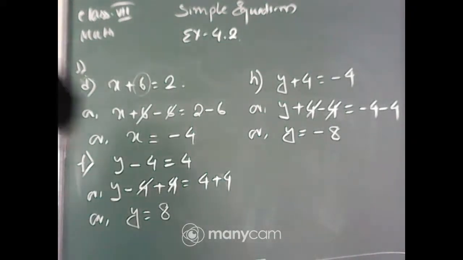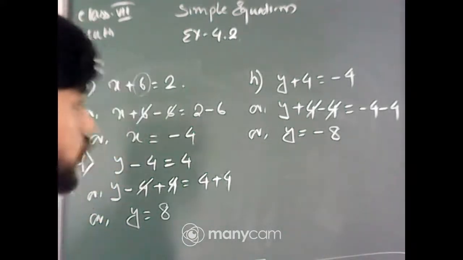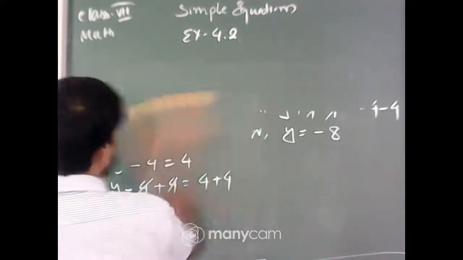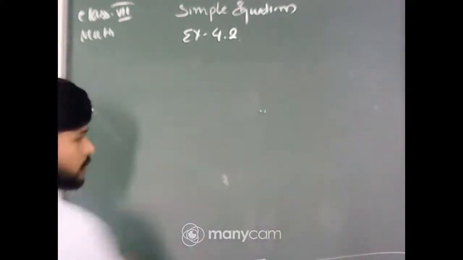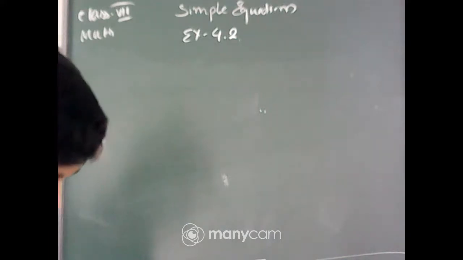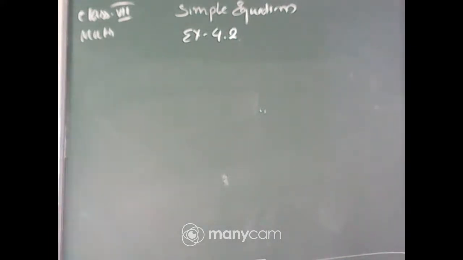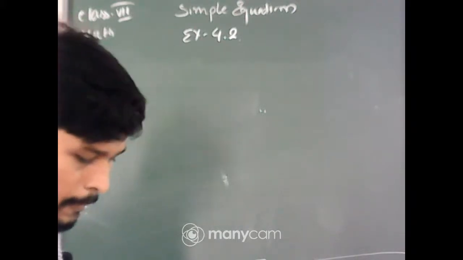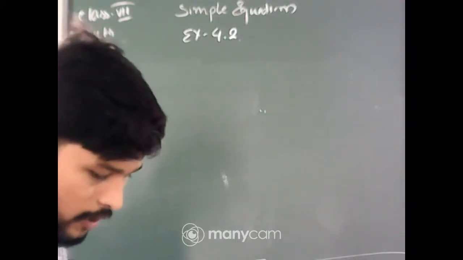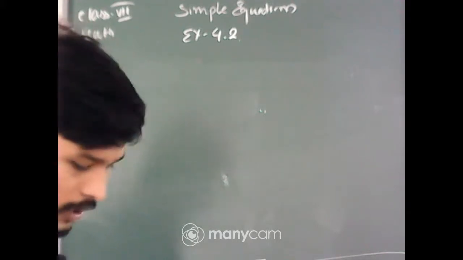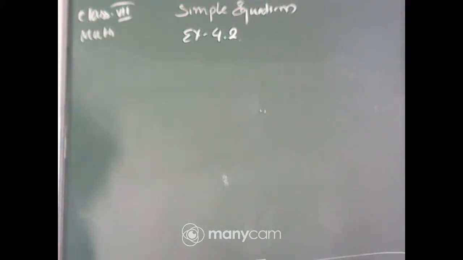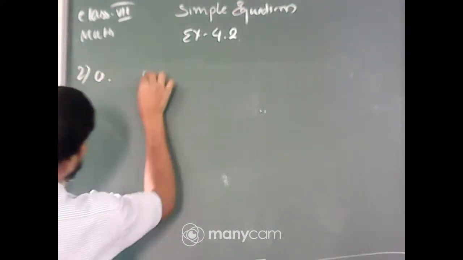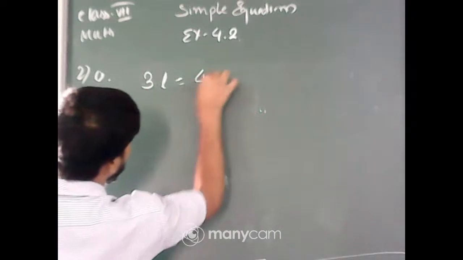Okay. Now let's move to the next question. Question number 2. Give the first step you will use to separate the variable and then solve the equation. The first question is 3L is equal to 42.